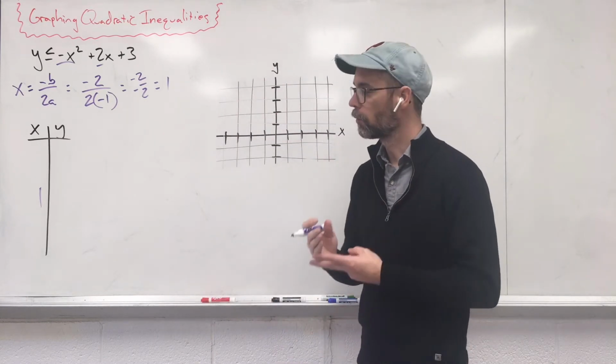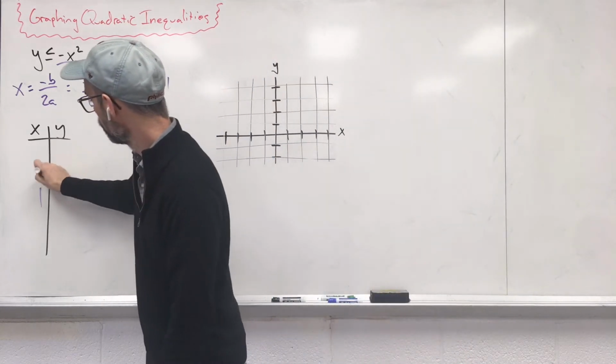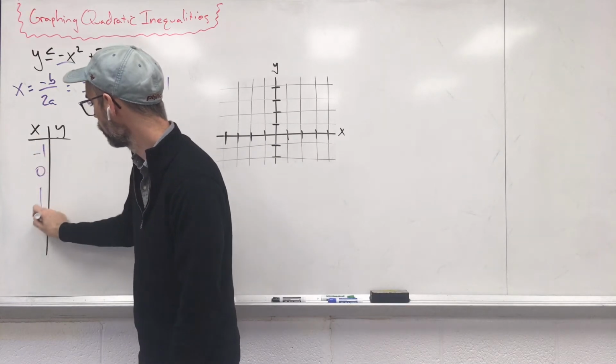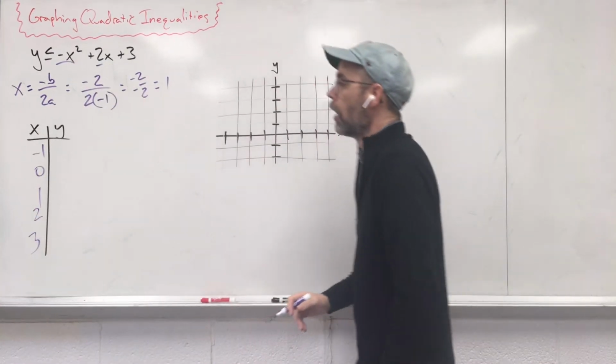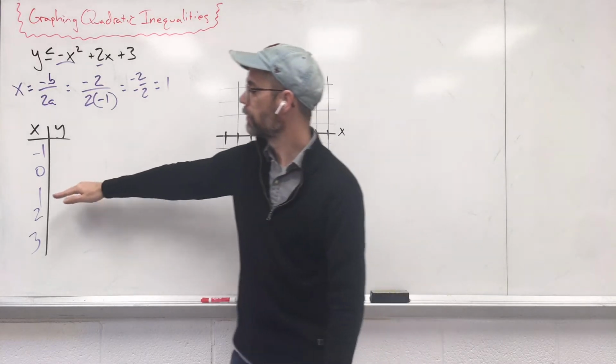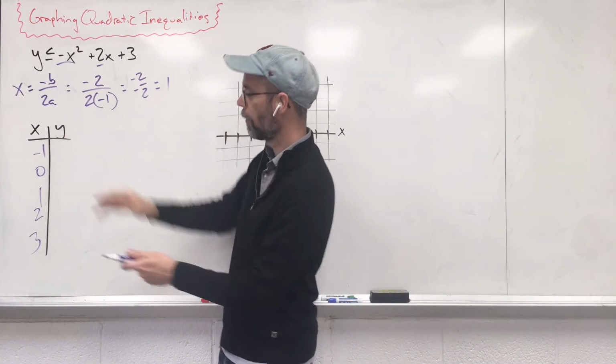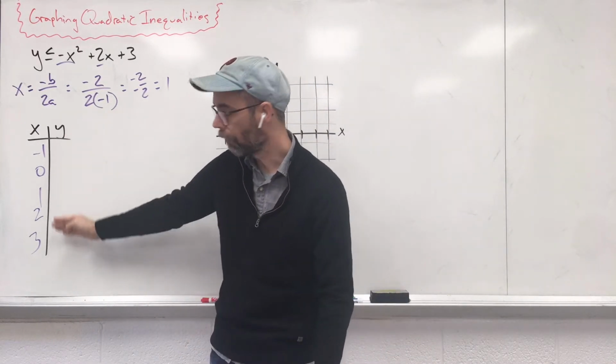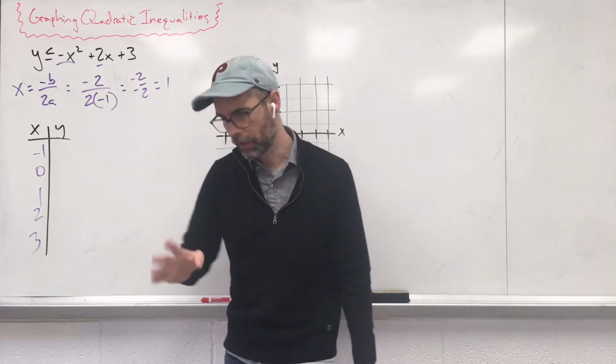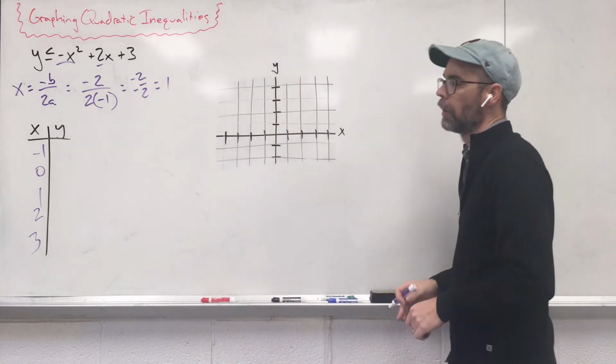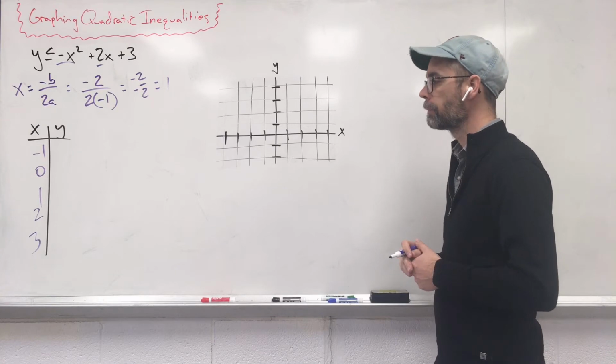Now we need to come up with two numbers smaller, 0 and negative 1, and two larger, 2 and 3. Because we found that axis of symmetry and worked our way outwards from it, I don't need to plug in all 5 numbers. I'm only going to pick 3 of them, to give ourselves a little less work.